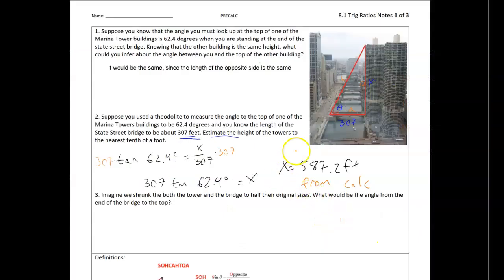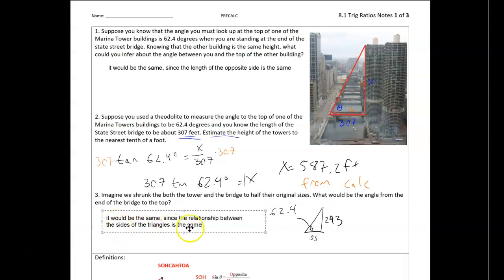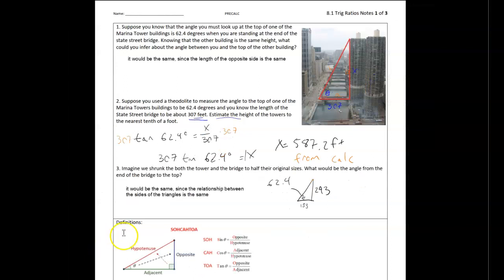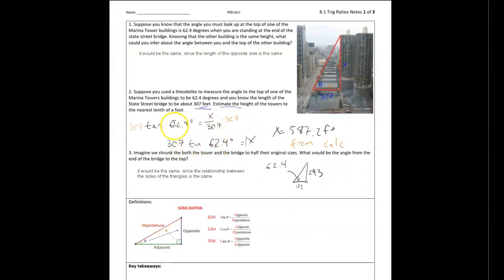Okay, so once we know a side and an angle, we can use that to solve a right triangle. Then the last question, again, is obvious. Suppose we shrunk both the tower and the bridge down to half their size. So imagine we drew a smaller version. So this would be, I don't know, 153 feet, and this would be about 293 feet. This angle would still be 62.4. So the answer here is it would be the same since we didn't change the relationship between the sides of the triangles.